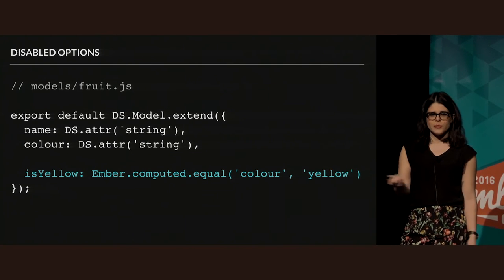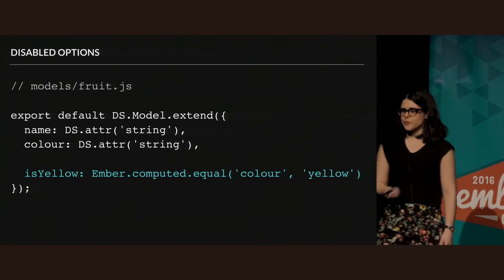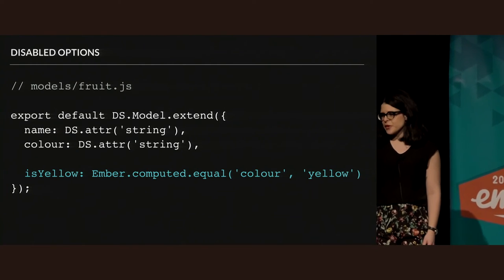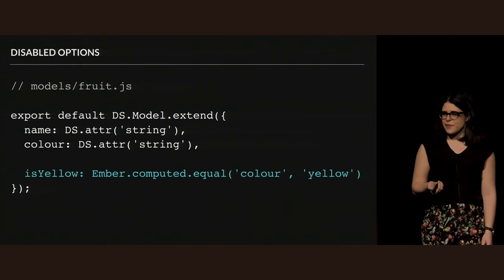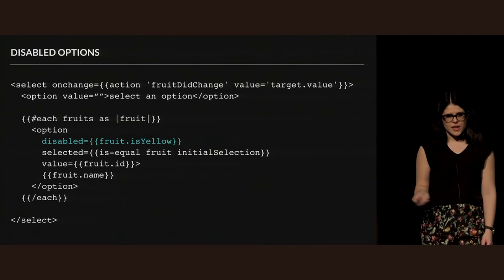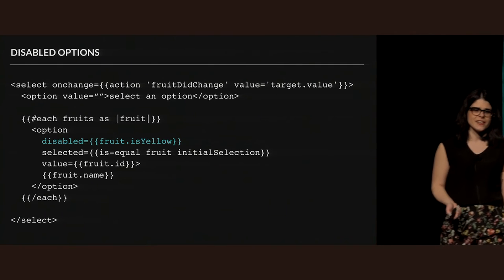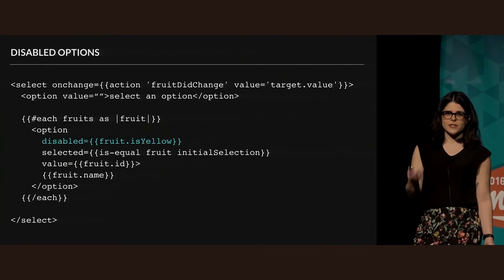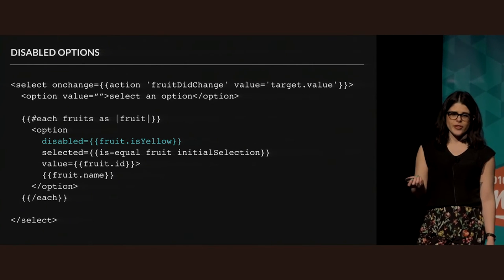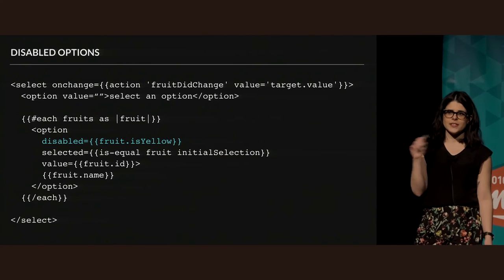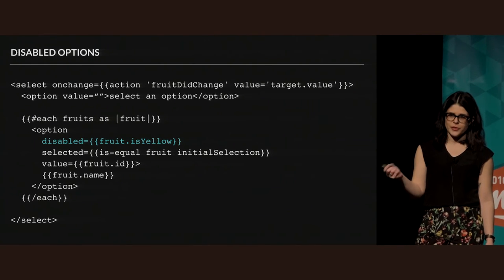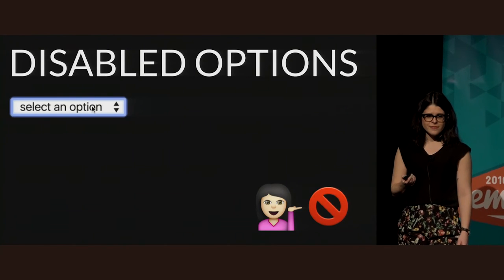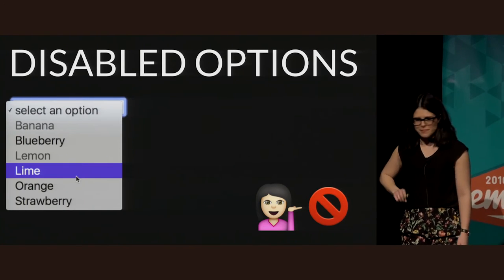So I'm going to switch over to the example of fruits. And let's say we wanted, for some reason, to disable all the fruits in our list that are yellow. We can go ahead and use a computed property that sets that flag. And then we'll use our dynamic attributes again to say disabled is equal to that fruit.isYellow property. And again, this is clever enough to know whether or not to display that attribute based on the Boolean value of what your curlies evaluate to. That looks a little something like that. No yellow fruits, we don't want those.